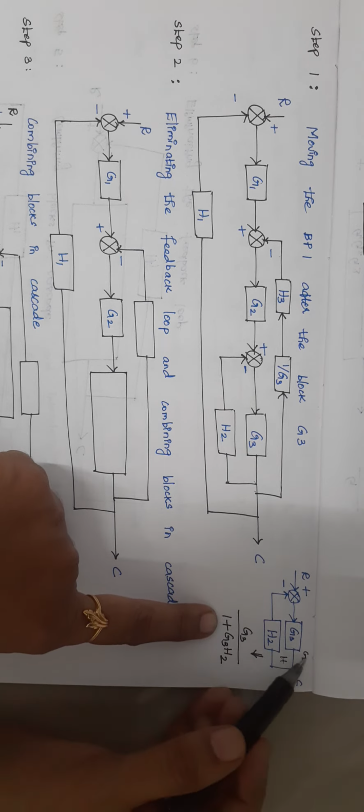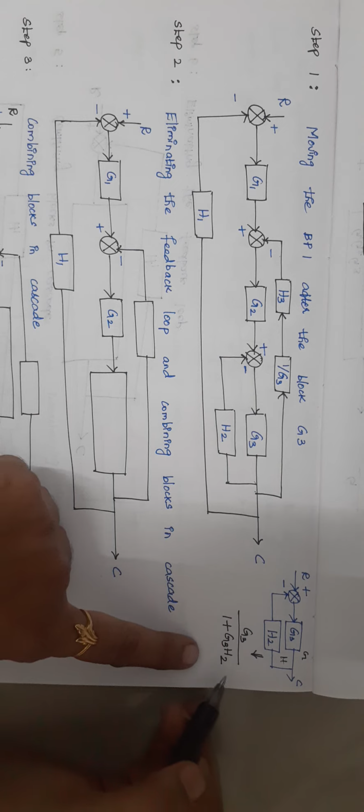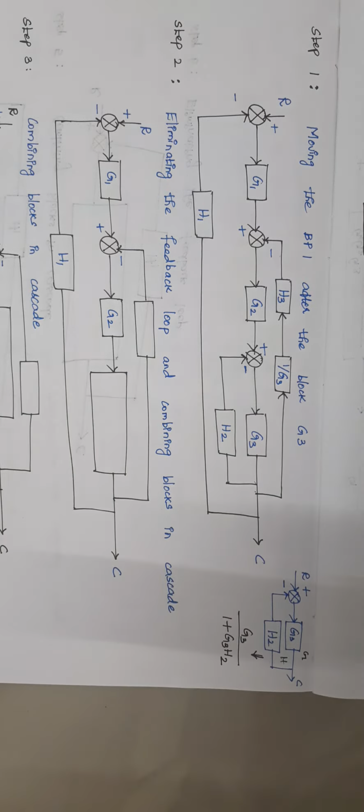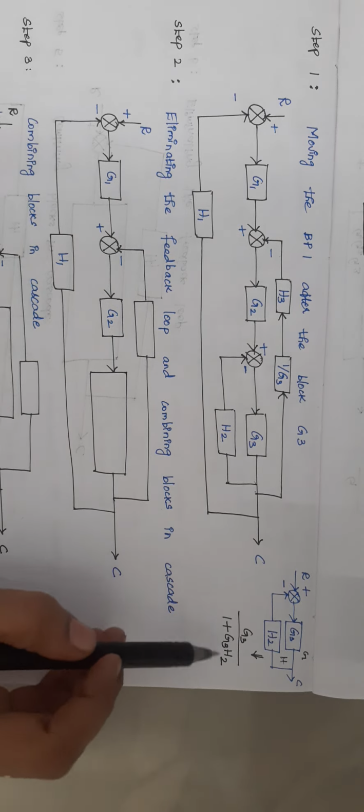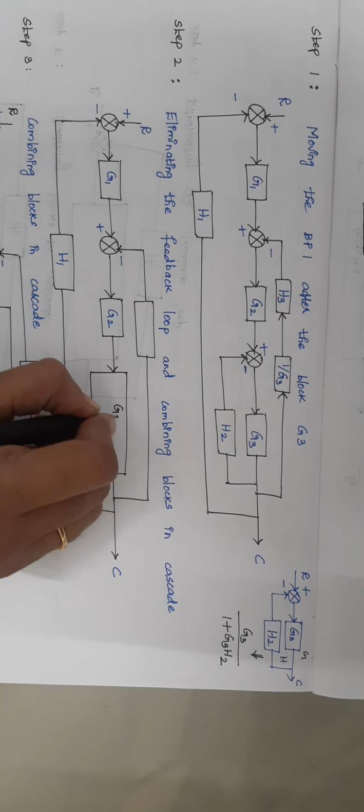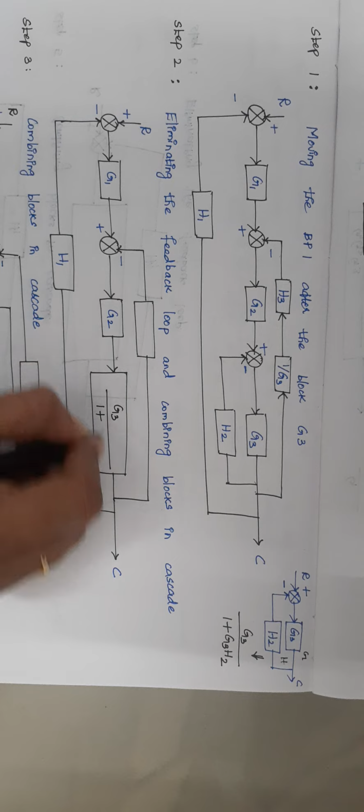So in the place of G, I am having G3. So G3 divided by 1 plus G3 into H2. That's all. So here the feedback loop is eliminated. So this is our respective final equation. So write it: G3 divided by 1 plus G3 into H2.